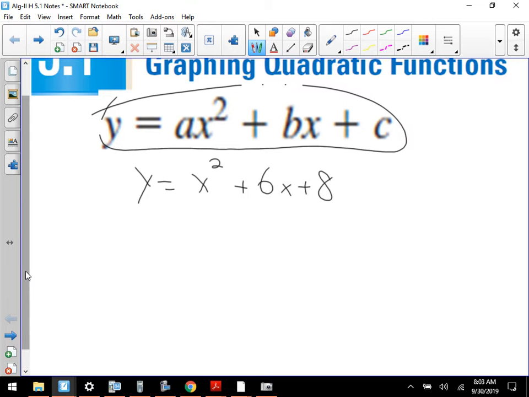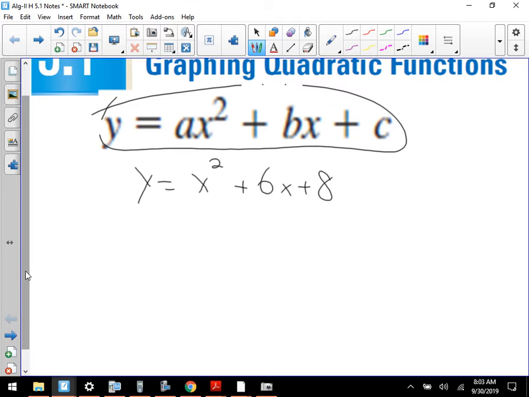Do you guys remember if it was up like a cup or down like a frown? Remember hearing that before with quadratics? Okay. What's the leading term coefficient of this? It's 1. If it was 0, it wouldn't be a quadratic. It'd be linear, wouldn't it? So it's 1. Is that one value positive or negative? Positive. Since that a value is positive, this will be up like a cup. If the a value is negative, it would be down like a frown.